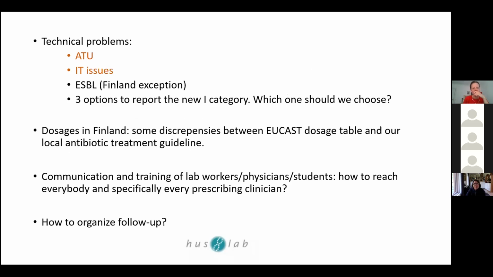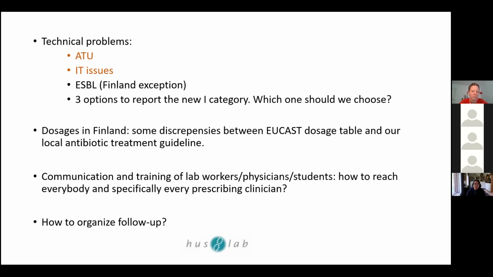We also had technical problems with ESBL, and this is probably a Finland exception. And we ended up with 3 different options on how to report the new I category. And of course, we have to choose which one will be the best. Dosages in Finland: we noticed that we had some discrepancy between the UCAS dosage table and our local antibiotic treatment guidelines. And this must be discussed with our ID colleagues.